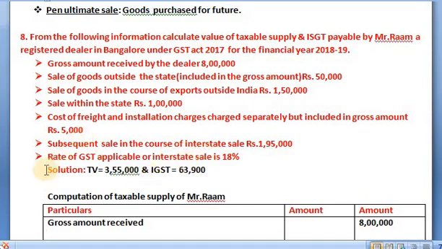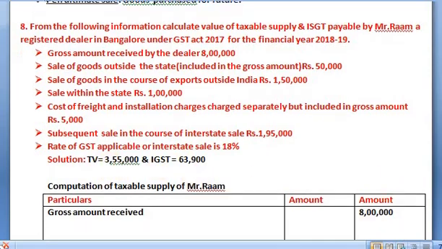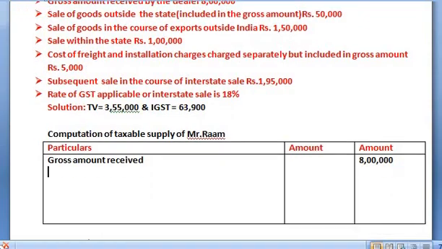Okay, next, the rate of GST applicable on interstate sale is 18%. That means they have told us how much tax applies to all this, and we have to calculate 18%. Okay, now let us go for solving the problem. We should get taxable value as 3,55,000, IGST as 63,900.